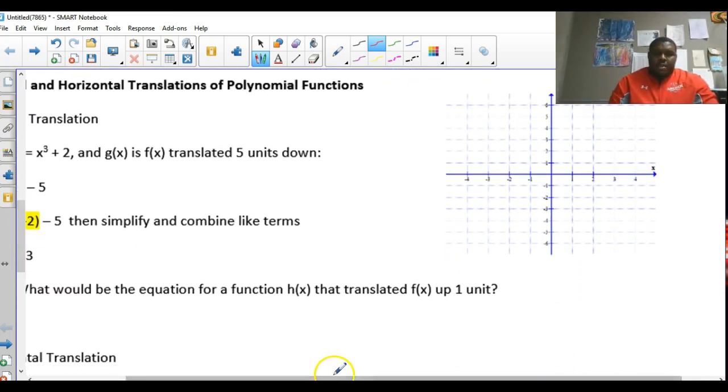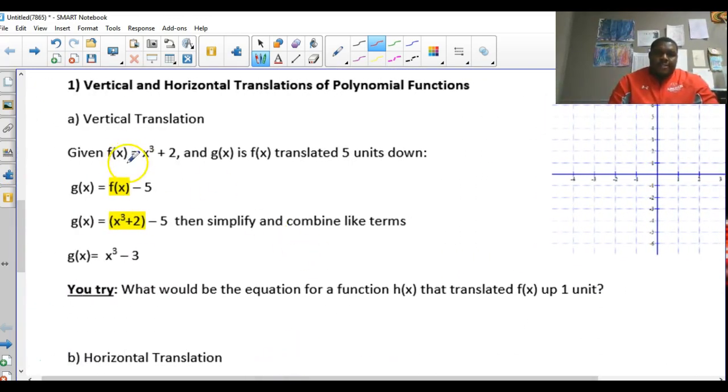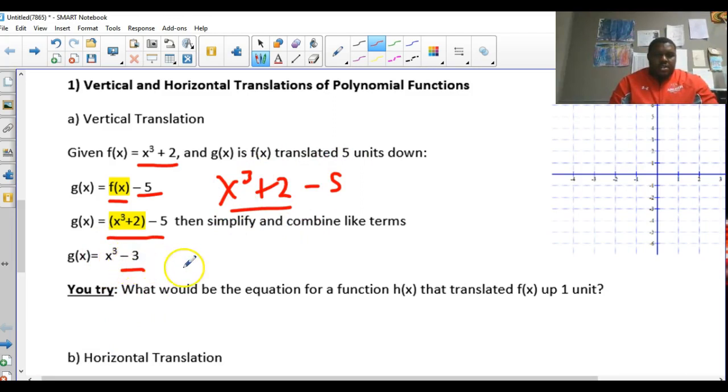For this first example, it says given f of x is x cubed plus 2, and g of x is f of x translated down 5 units. Here's what you have, f of x minus 5. We know that this is f of x, and we're going to go down 5 units, so minus 5, which is shown right here. We have f of x minus 5, and then we just simplify. 2 minus 5 is negative 3, so you have x cubed minus 3. You combine like terms, so this is simplified.